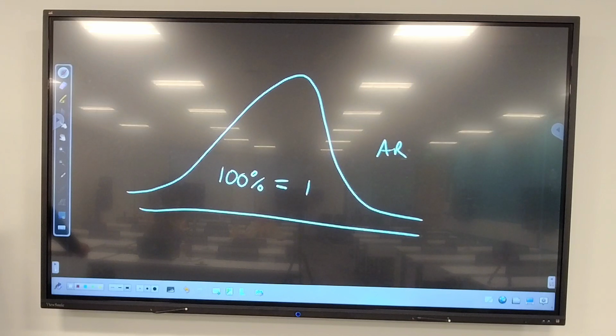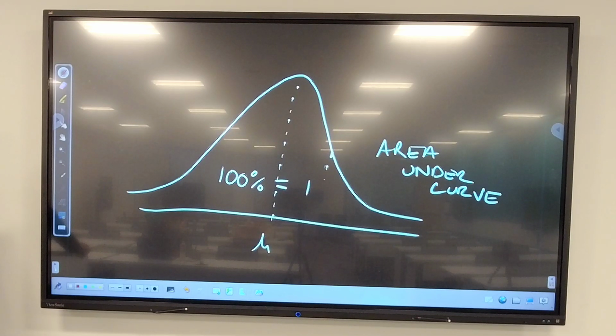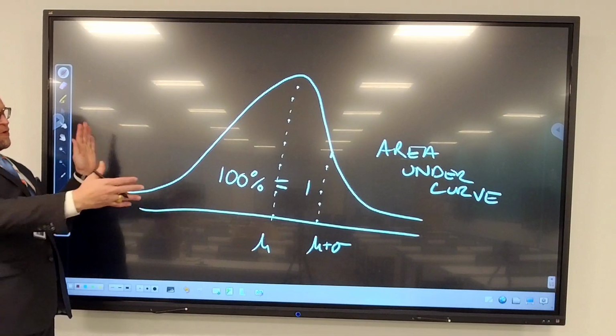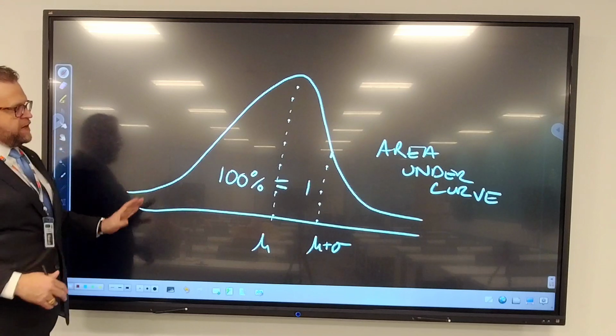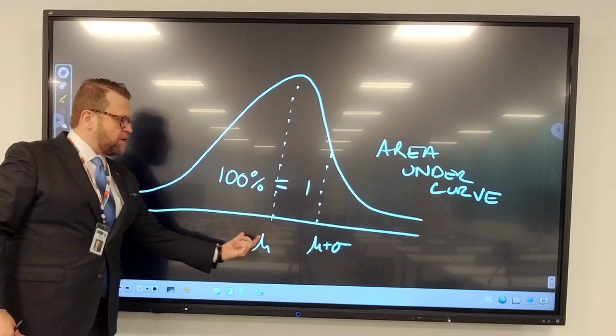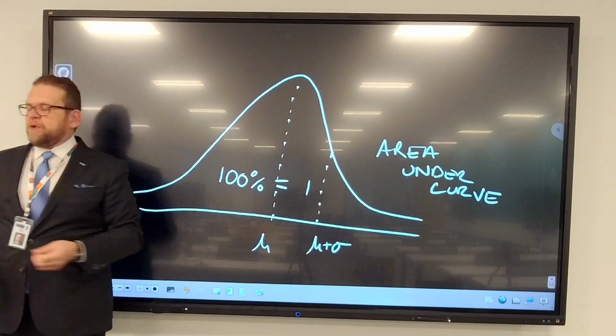So this is the area under the curve. And it does not matter what the mean is, and it does not matter what the standard deviation is. The shape of the curve will change so that depending on what your standard deviation is, the curve will get skinnier or wider so that it can accommodate having an area of one underneath it. And the mean will just push it to the left or to the right.